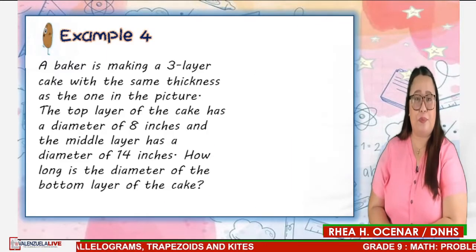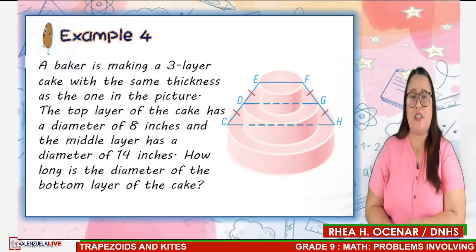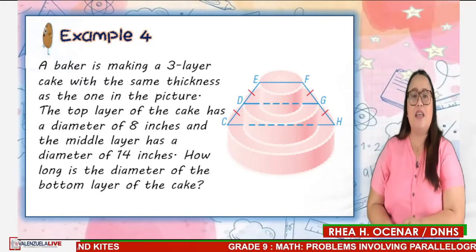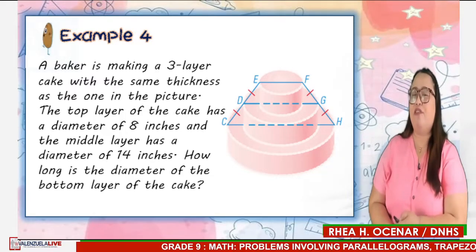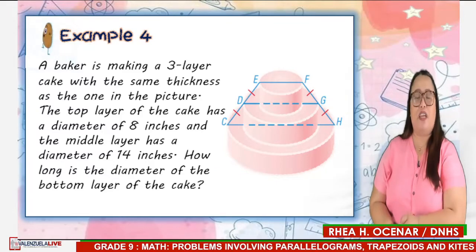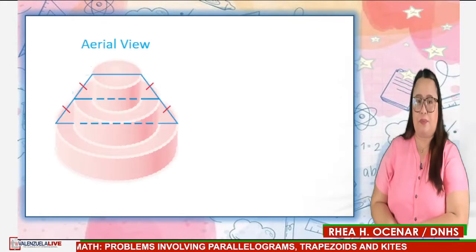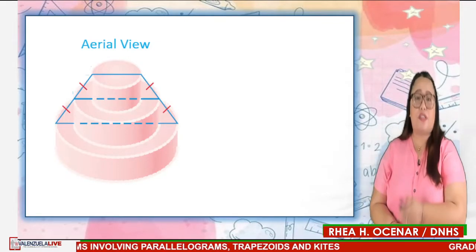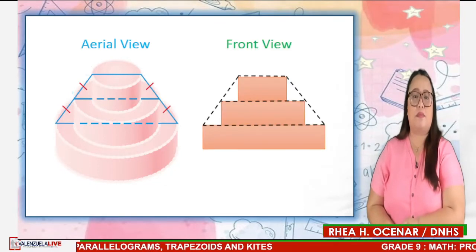Example number 4. A baker is making a 3-layer cake with the same thickness as the one in the picture. The top layer of the cake has a diameter of 8 inches, and the middle layer has a diameter of 14 inches. How long is the diameter of the bottom layer of the cake? The cake in an aerial view position is like this one. Suppose the cake is cut into two equal parts vertically. As you look at it in a front view position, it looks like this.